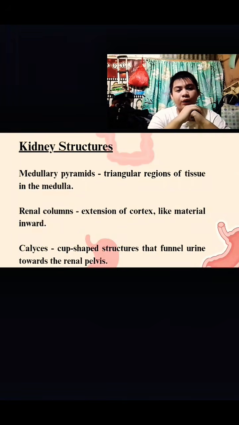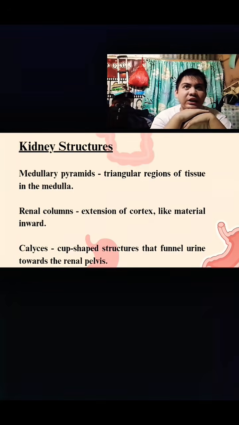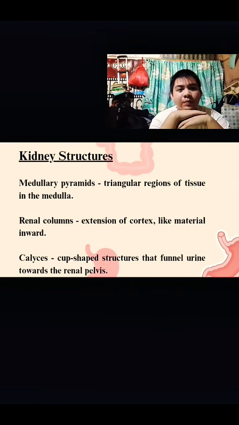First, we have the medullary pyramids. Medullary pyramids are triangular regions of tissue in the medulla. Next is the renal columns. These are extensions of the cortex, going inward. And lastly is the calyces, cup-shaped structures that funnel urine towards the renal pelvis.